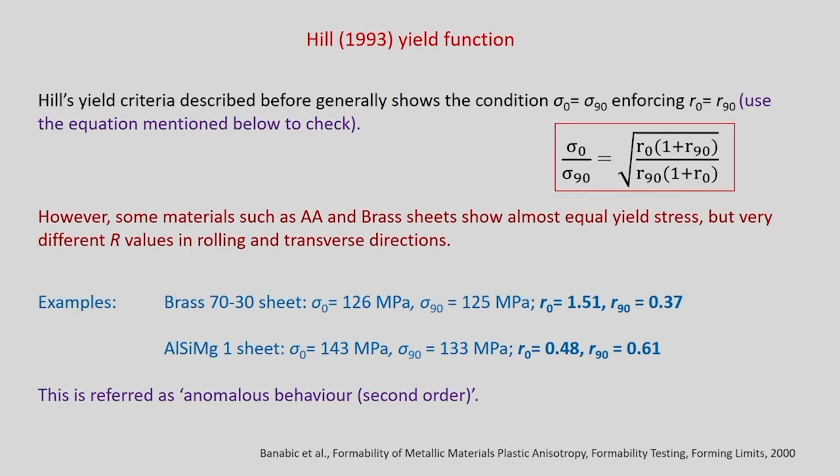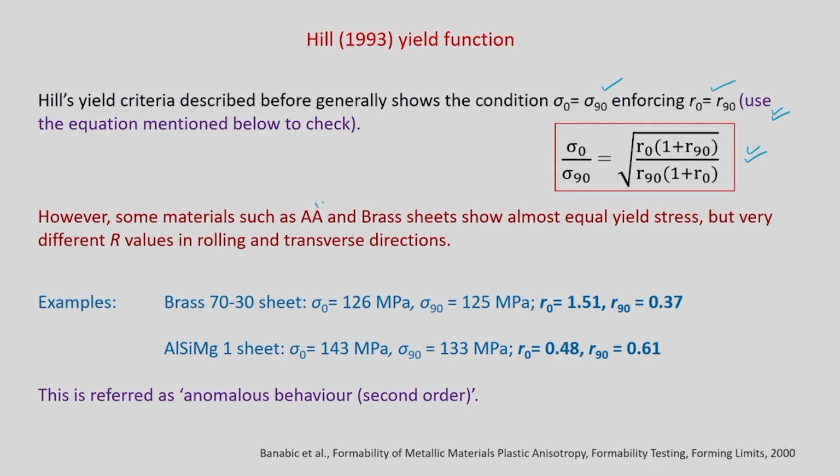This criterion is very important for us. 1993. Hill's yield criteria described before generally show the condition sigma 0 equal to sigma 90, enforcing R0 equal to R90, which you can check by this particular equation, which we have already done. This equation is actually in connection with your anomalous behavior, the second one. This is what is being said actually.